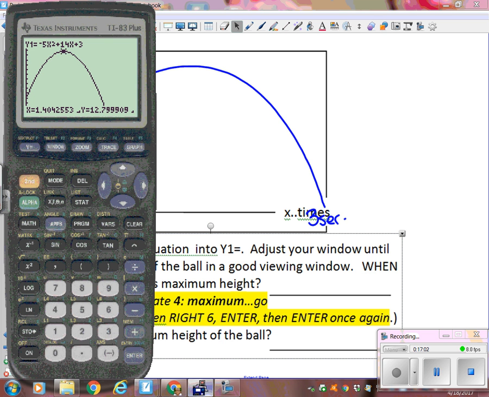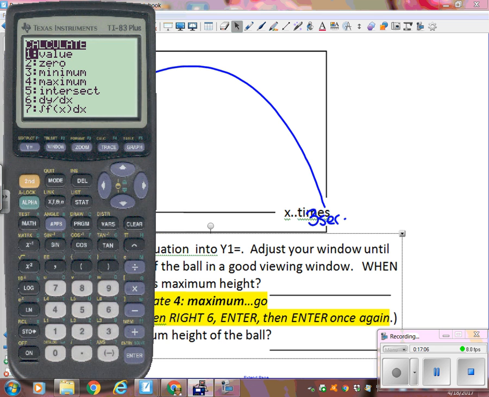See what you get. Second calc, which is trace. Second trace, which is calc. Number 4 is the maximum. Left bound. What do you do? 1, 2, 3, enter. Right 6.